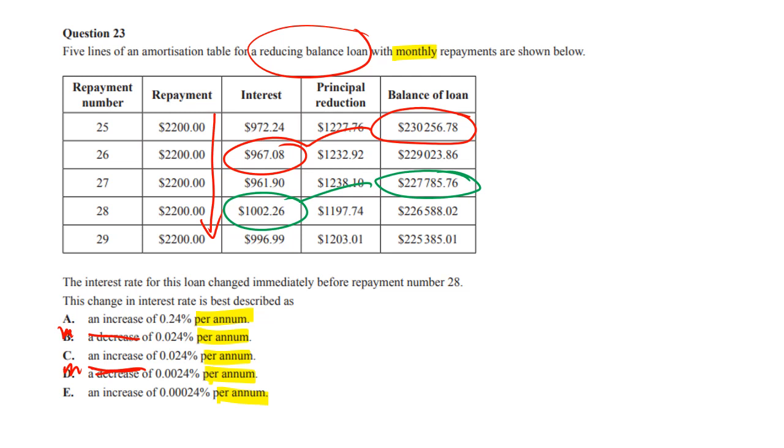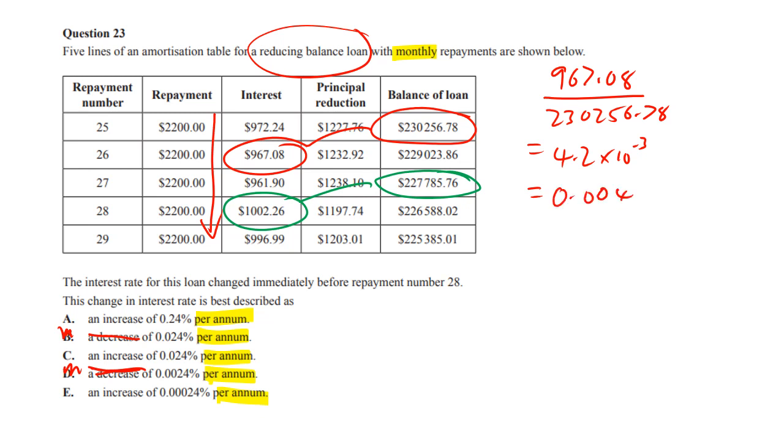So if we just do the red numbers first to get our R, we're going to just do 967.08 divided by 230256.78, and that gives us, well, you might on your calculator get something like 4.2 times 10 to the neg 3, which, if you know how to do all this, is 0.0042. So that's our first little r. That actually is little r we're doing there.